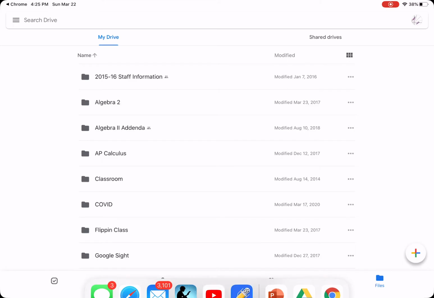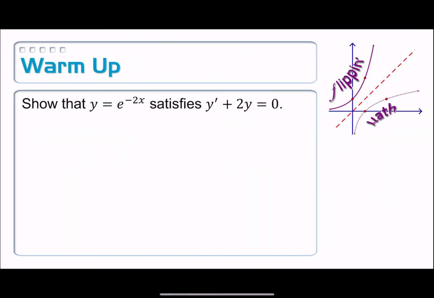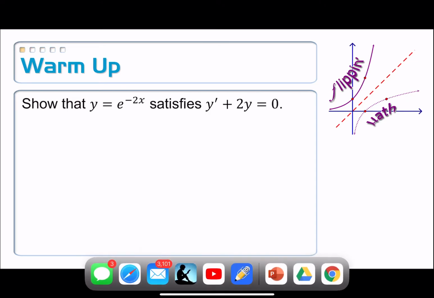All right, so let's go back to the actual lesson here and take a look at our warm-up question. Show that y equals e to the negative 2x satisfies y prime plus 2y is equal to 0. What we have right here is a differential equation. It has a y prime in it, and it's got two y's in it. It's a differential equation that involves just y's. Then we think that y equals e to the negative 2x is a solution to that differential equation, and it's pretty easy to check. All we have to do is take y prime plus 2 times y, plug it into that equation, and see if it's equal to 0. So let's try this.